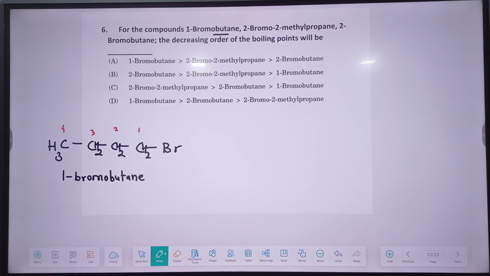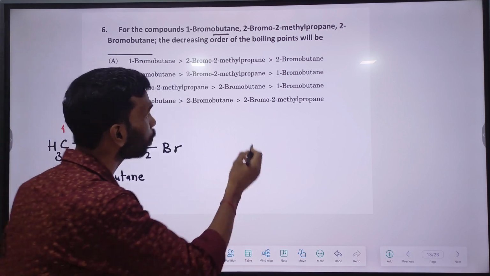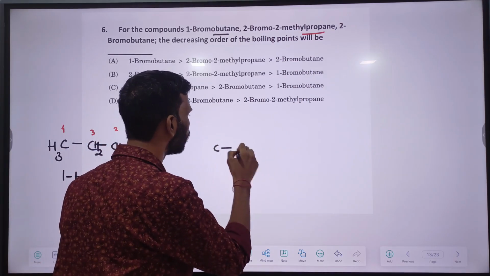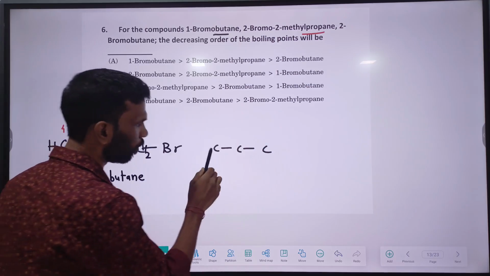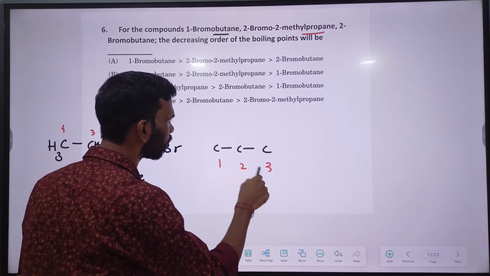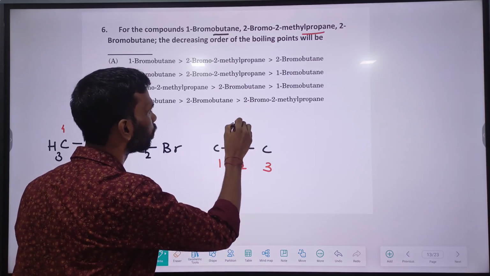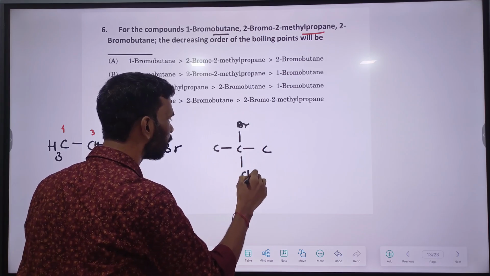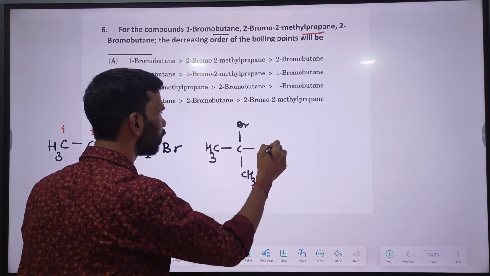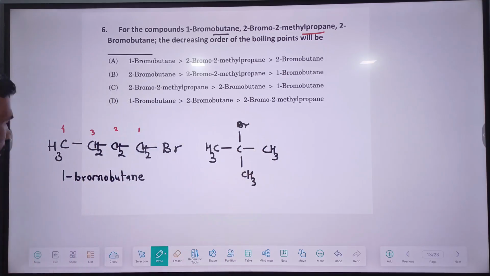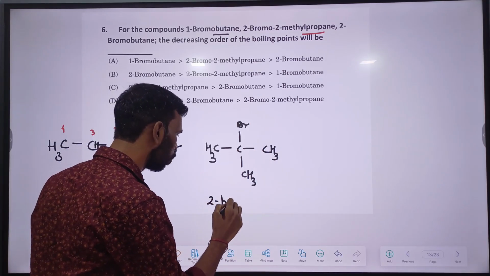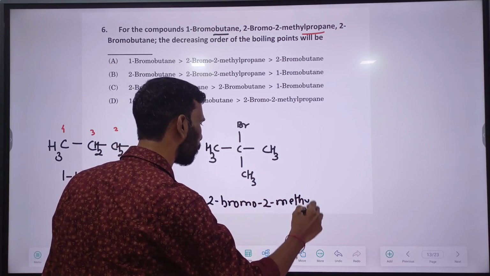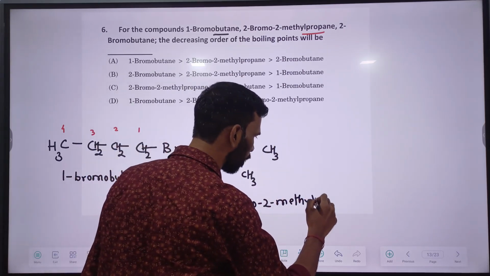2-bromo-2-methylpropane means propane. They are saying that in the parent chain there are 3 carbons: 1, 2, 3. This is the first carbon, this is the second carbon, this is the third carbon. On the second carbon there is a bromo group, and also on the second carbon there is what? Methyl. This is CH3, this is CH3. Right? This is 2-bromo, 2-methyl. The parent chain is 3 carbons over here.